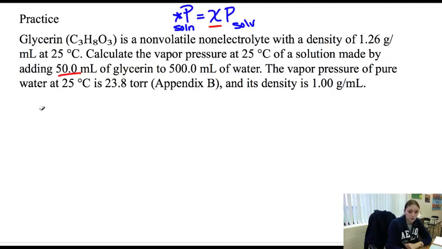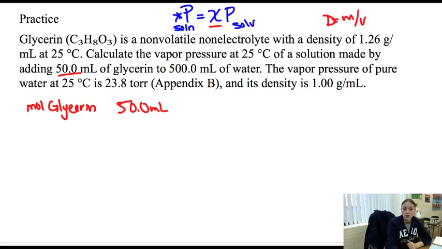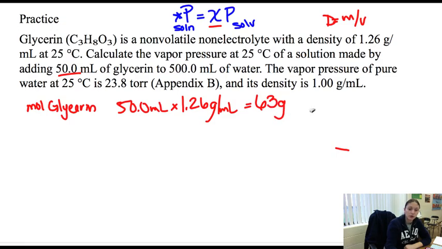Well, I want my moles of glycerin, because I'm going to need that. It tells me that I have 50 milliliters of glycerin, and it gives me the density of glycerin. Density, remember, is mass divided by volume. So if I want a mass to eventually get moles, all I do is take my density times my volume, so times 1.26 grams per milliliter, and I'm going to get 63 grams. Well, I need moles. I take my grams divided by my molar mass. I add up C3H8O3, and I'm going to get 92.1 grams per mole. So we divide by 92.1.